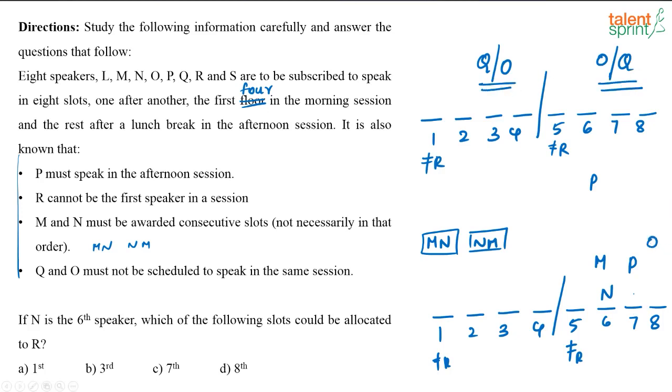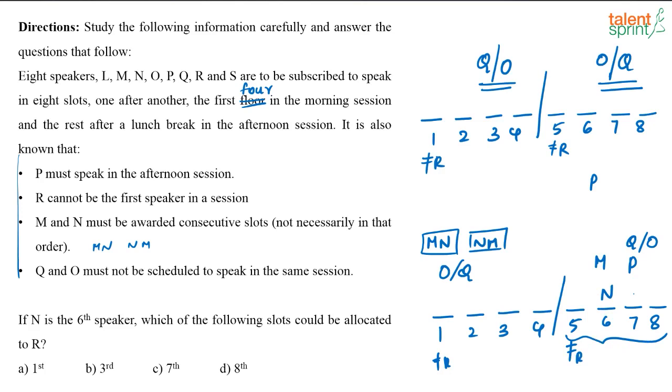If O is in this session, Q will be here. Or if Q is here, O will be here, right? Any one of Q or O will be there. So who are the people who are going to be there in the afternoon session? I will have N, M, P and Q or O, one of them, right? So these are the 4 people who are going to come in the afternoon session.